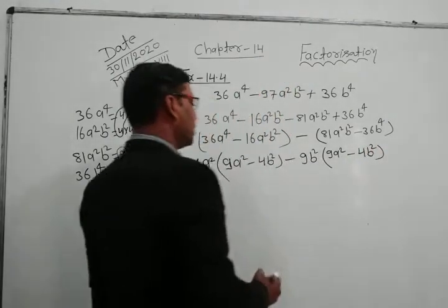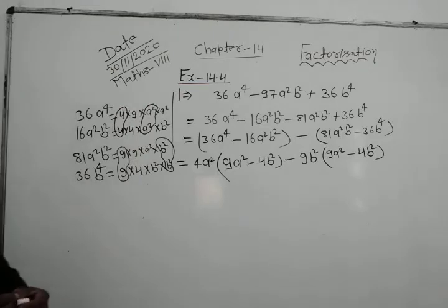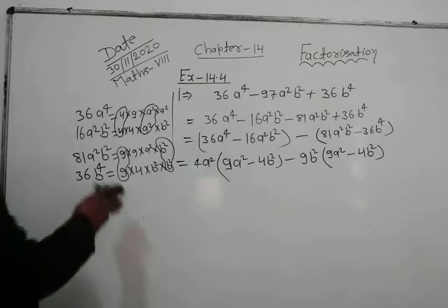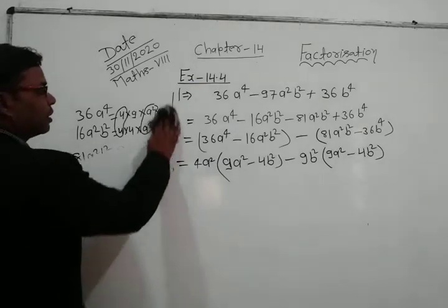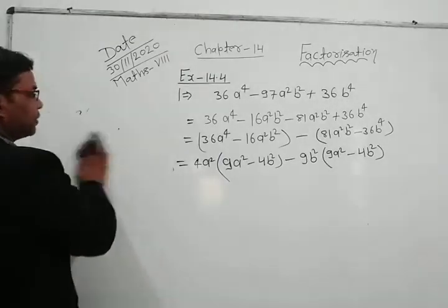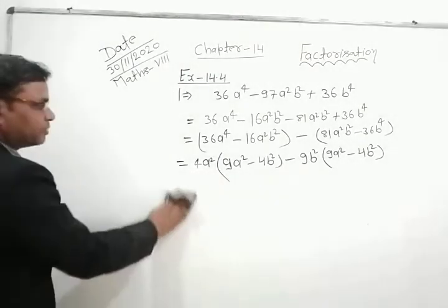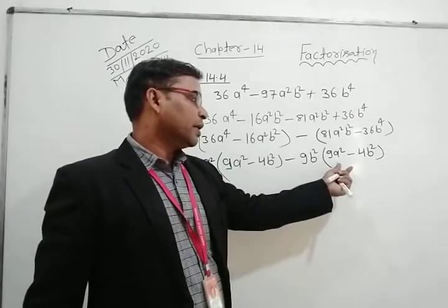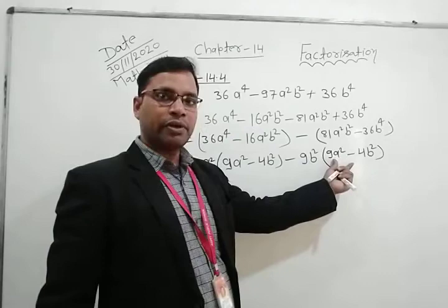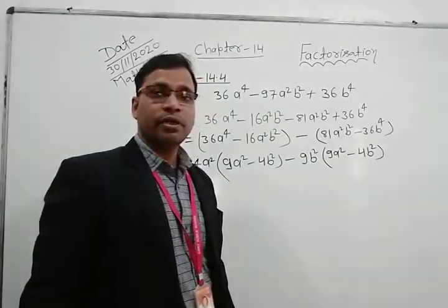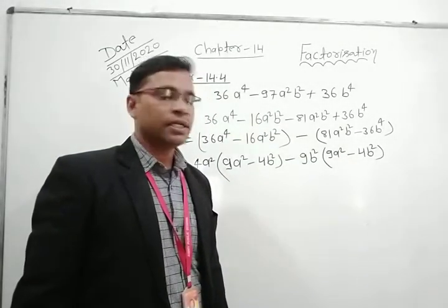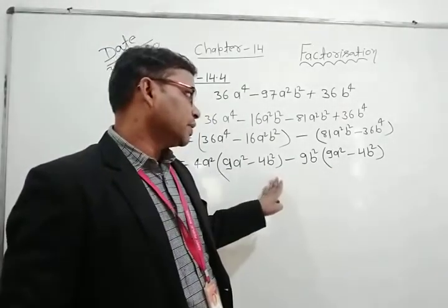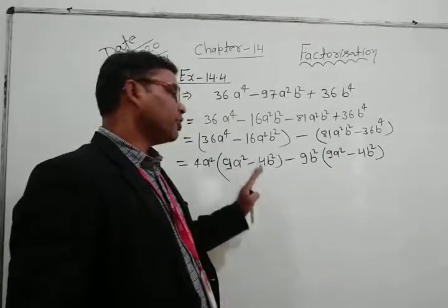4b square. This is clear? Now, in this way you can see we are taking the common factors of the first group and the second group. In the first bracket of the first group we have 9a square minus 4b square, 9b minus, and in the second group in the bracket we also have 9a square minus 4b square. This is clear? Now here we observe that in both terms, this first term and this second term, 9a square minus 4b square is common.